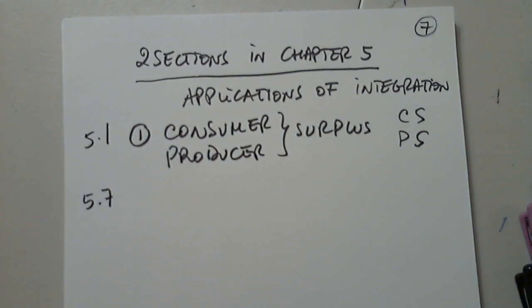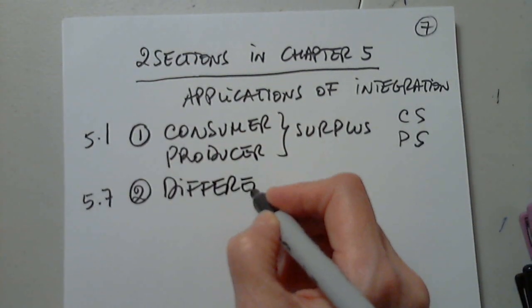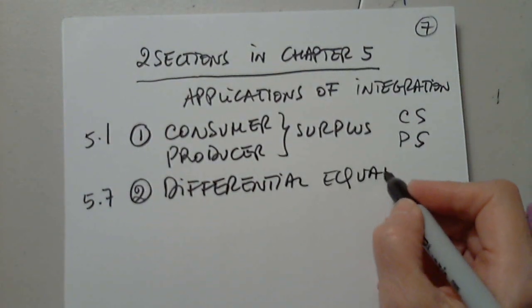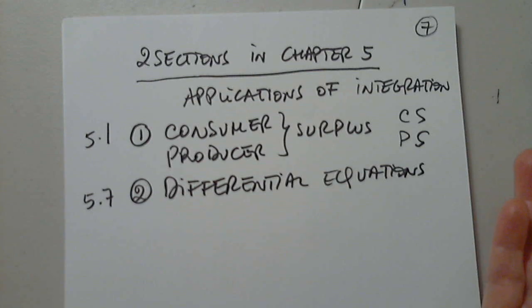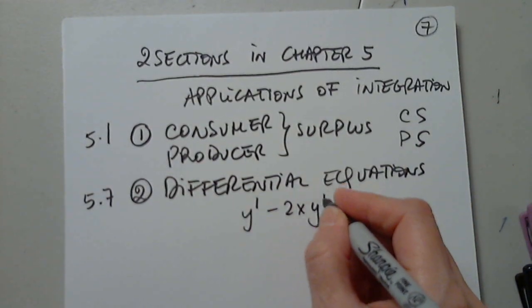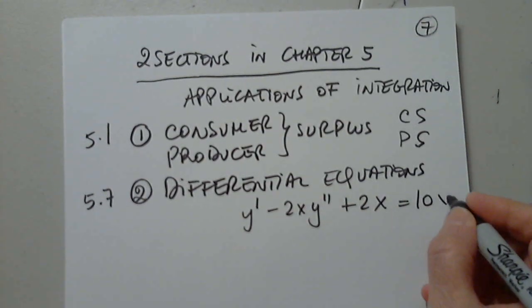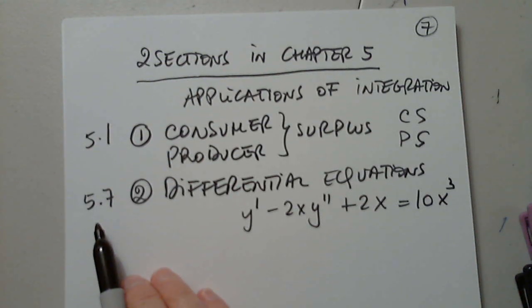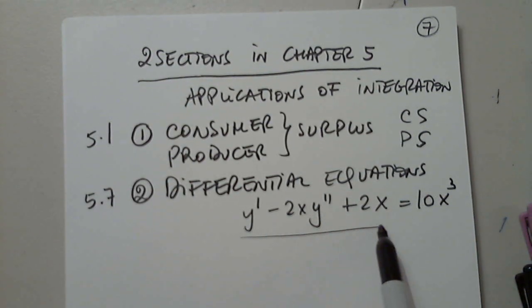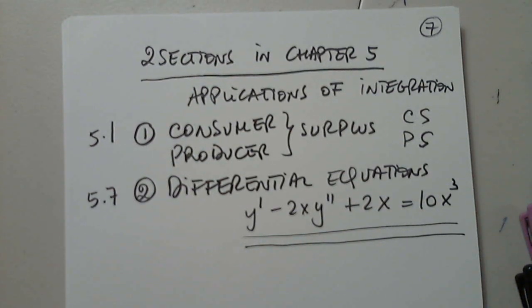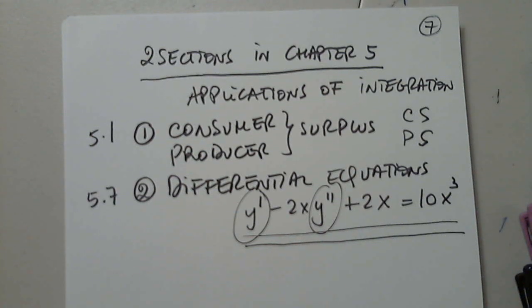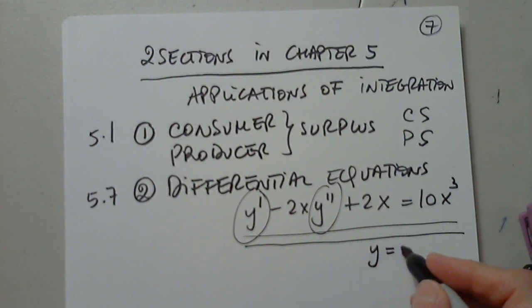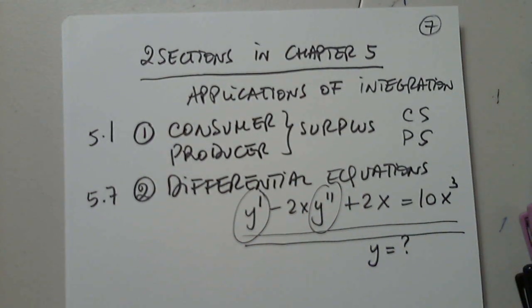And the other application is the last section of this chapter, 5.7, as a second application, differential equations. It's an application of integration. What is this? Well, equations that have derivatives in them. For example, y prime minus 2xy double prime plus 2x equals 10x cubed. So when we get to 5.7, hopefully Tuesday, this is a complicated situation. We will have much easier examples, but differential equations. Equations that have derivatives in them. First derivative, second derivative, etc. And we will be asked to solve for y. Not this complicated situation, but a much easier one.